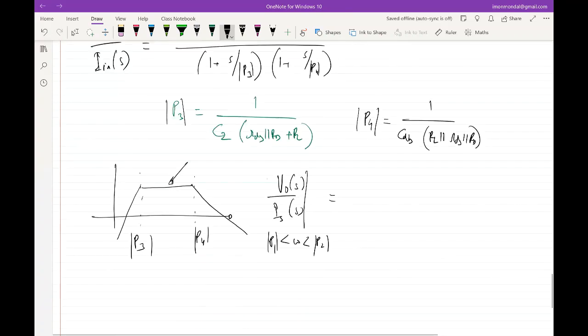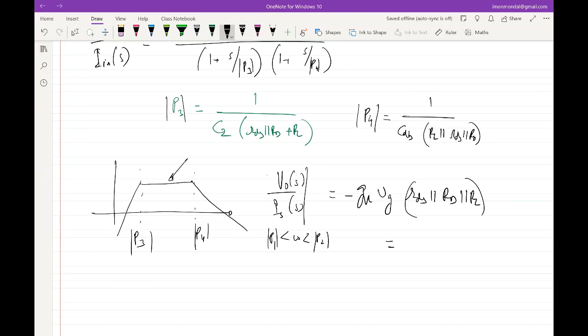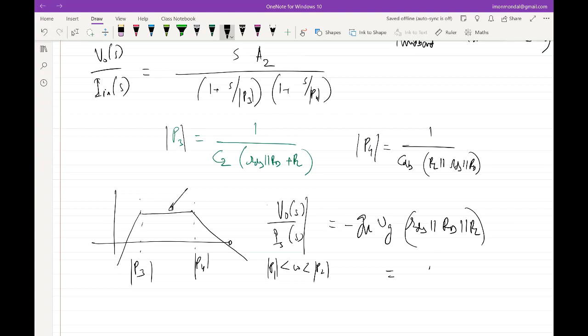So all we have to do is to say that this is supposed to be minus GM times VG times RDS parallel RD parallel RL, which is supposed to be equal to A2 times P3, right? Because again, I use the Bode approximations in this, and I know P3, I know everything on the left-hand side, so I'll know what A2 will be. Okay, make sense? Okay, we'll stop here.